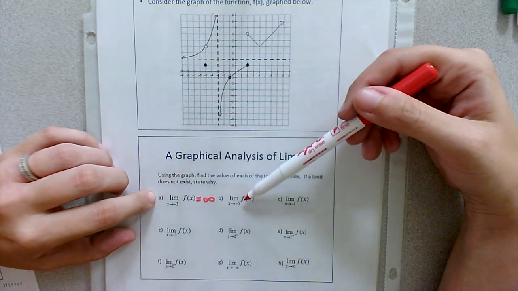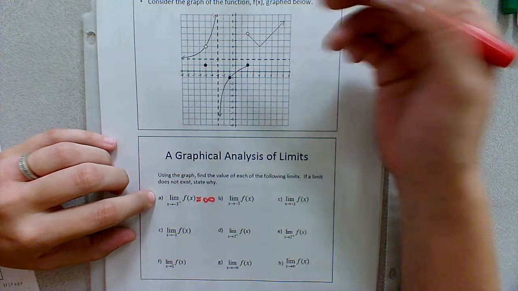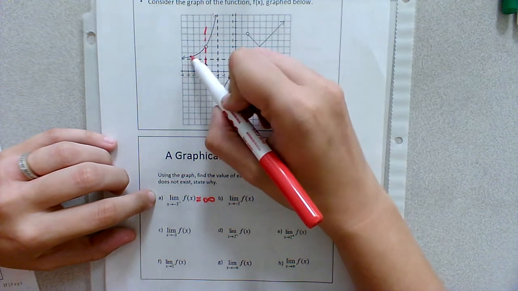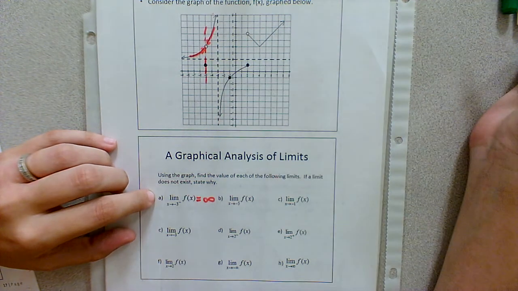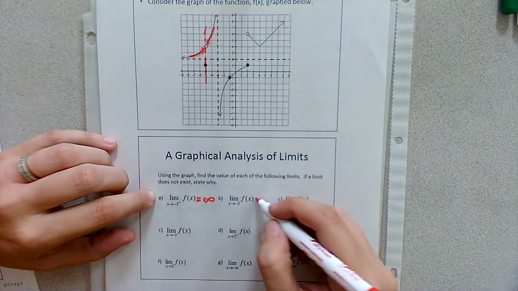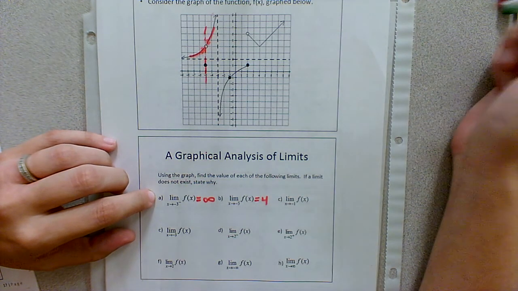Part B is an overall limit because there's no plus or minus. So we want to approach -5 from both the left and the right side. Trace the left, trace the right. Notice both sides are approaching the hole, and the hole has a height of 4. So the limit as we approach -5 is 4.